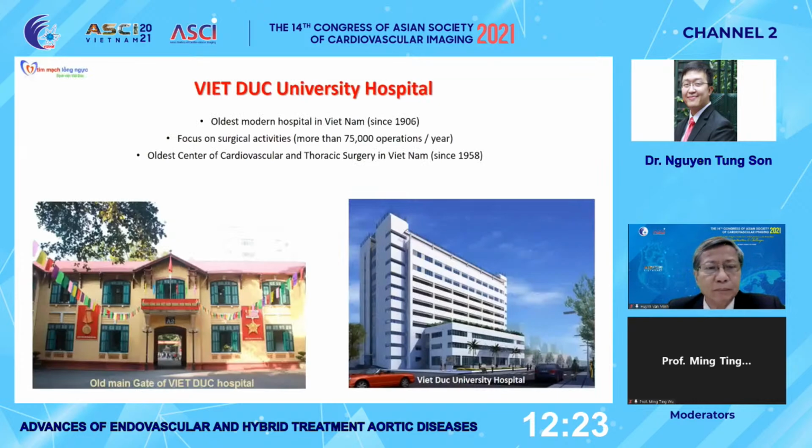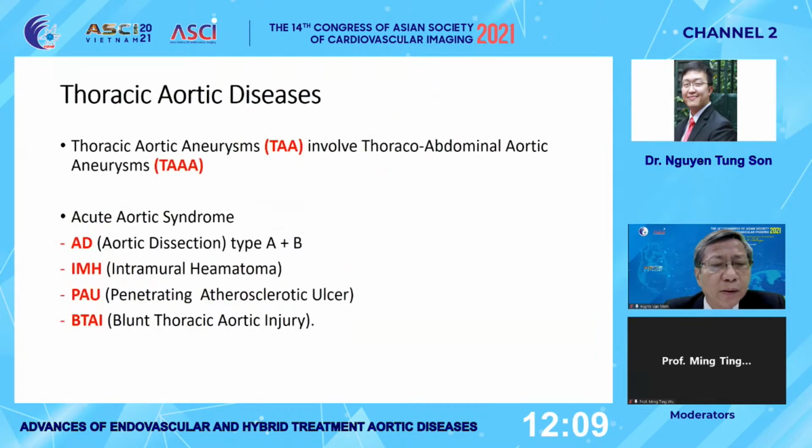It's my hospital, Vietnam University Hospital, the only modern hospital in Vietnam focused on surgical activity and the oldest center of cardiovascular and thoracic surgery in Vietnam. Thoracic aortic disease includes thoracic aortic aneurysm, thoracoabdominal aortic aneurysm, and acute aortic syndrome of aortic dissection, type A and type B, IMH, PAU, and blunt thoracic aortic injury.